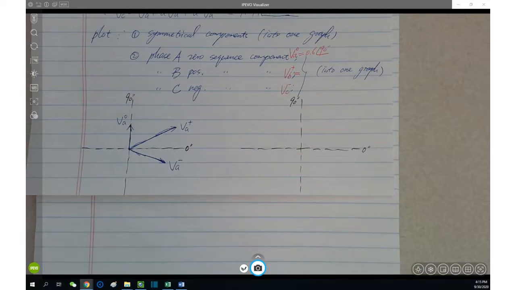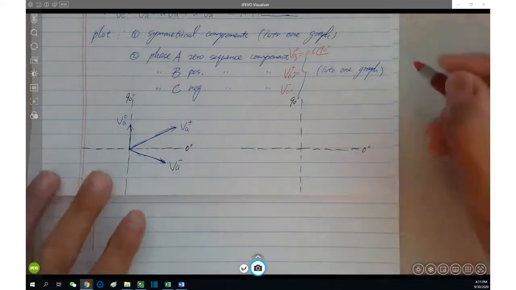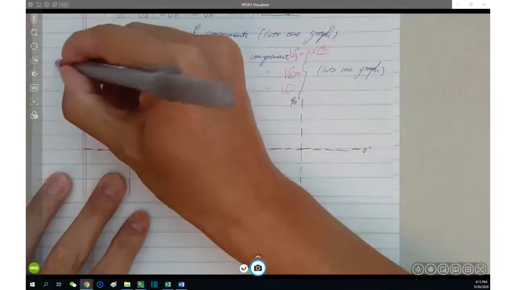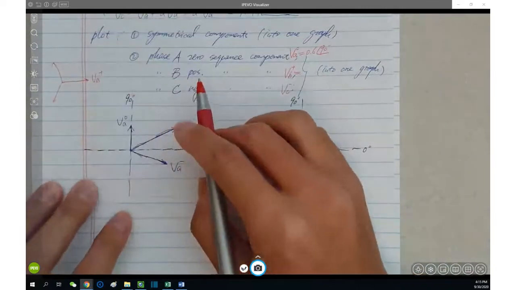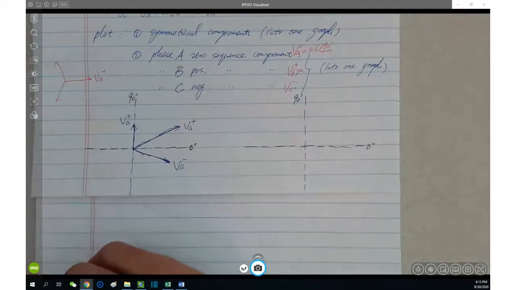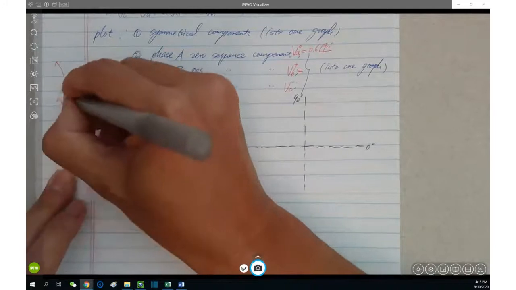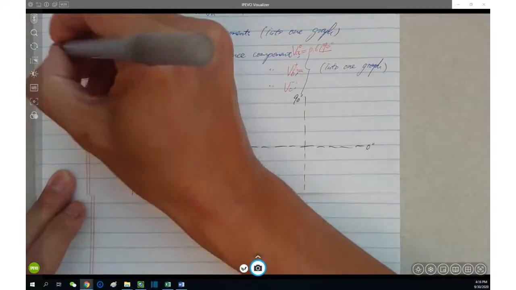Based on VA plus. VA plus, VB plus, and VC plus, they are in the same sequence, right? They are balanced. So if you know VA plus, it's very easy to find VB plus. In other words, if you plot VA plus here, where's VB plus in this phasor diagram? VB plus here, VC plus here. Does it make sense? Because positive sequence.